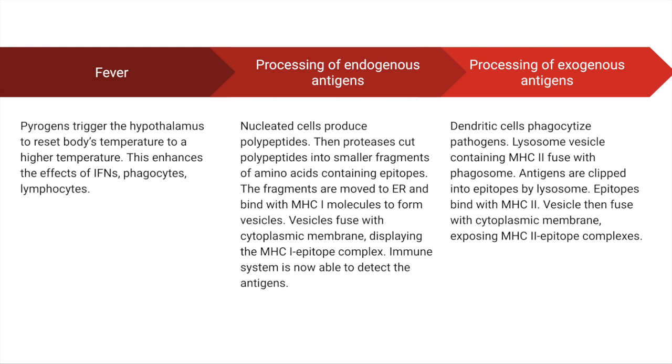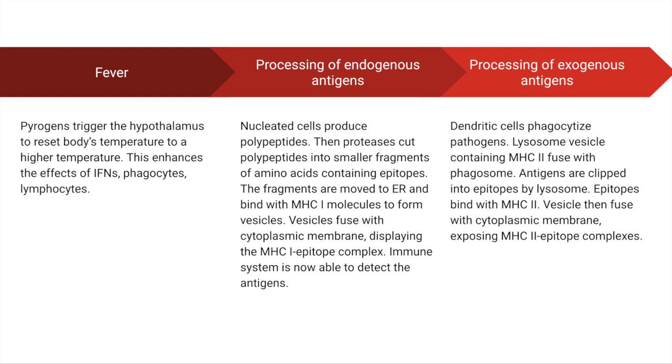The processing of exogenous antigen is different from the processing of endogenous antigen in the sense that antigen presenting cells, or APCs, are involved in the processing of exogenous antigens. Usually it's dendritic cells. Dendritic cells will perform phagocytosis on the pathogens invading the body. And then lysosome vesicles containing the MHC class II fuse with the phagosome, and the antigens are clipped into epitopes by the lysosome. The epitopes will then bind with the MHC class II, and the vesicles then fuse with the cytoplasmic membrane. This will expose the MHC-epitope complexes.